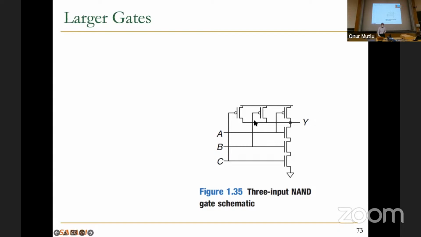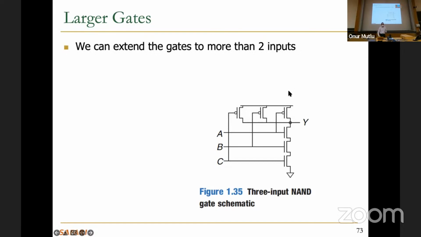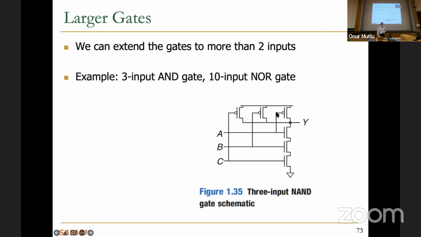But let's take a look at larger gates. So this is a larger 3-input NAND gate. We saw the 2-input NAND gate. We didn't have an extra transistor over here and over here. If you want to build a 3-input NAND gate, it's easy, except you will have longer latency in the series path, as we discussed. So basically, we can extend the gates to more than 2 inputs. You can have a 3-input NAND gate, 10-input NOR gates. You can draw 10,000-input gates, but they may not work the way you would like them to, of course. So there is a limit.